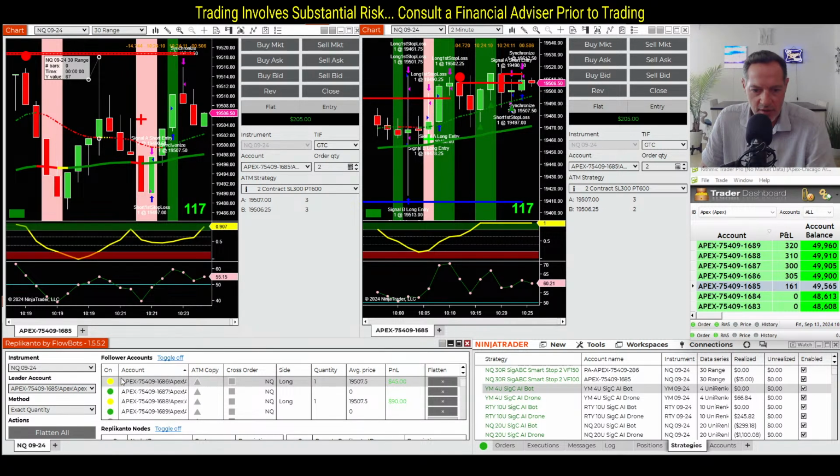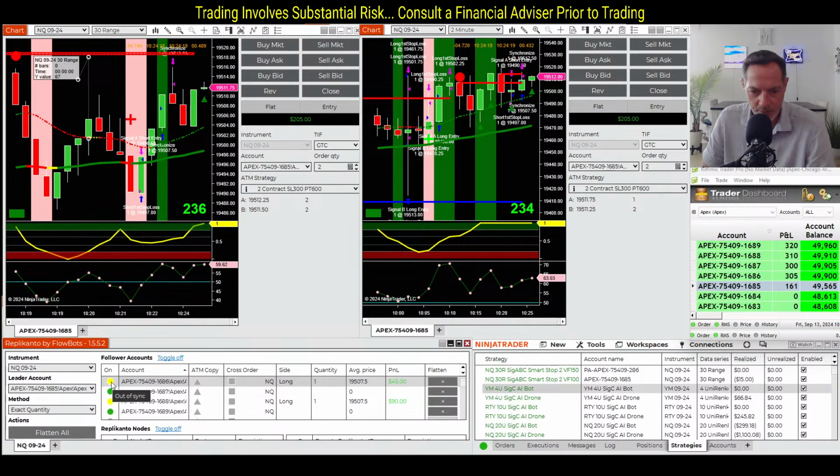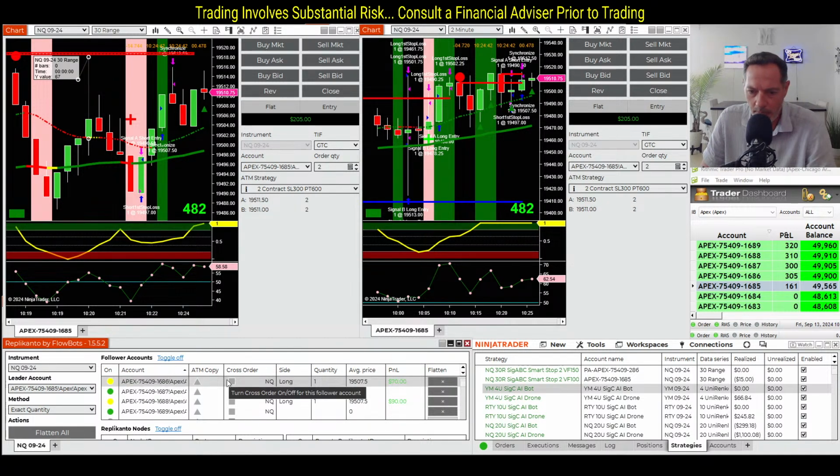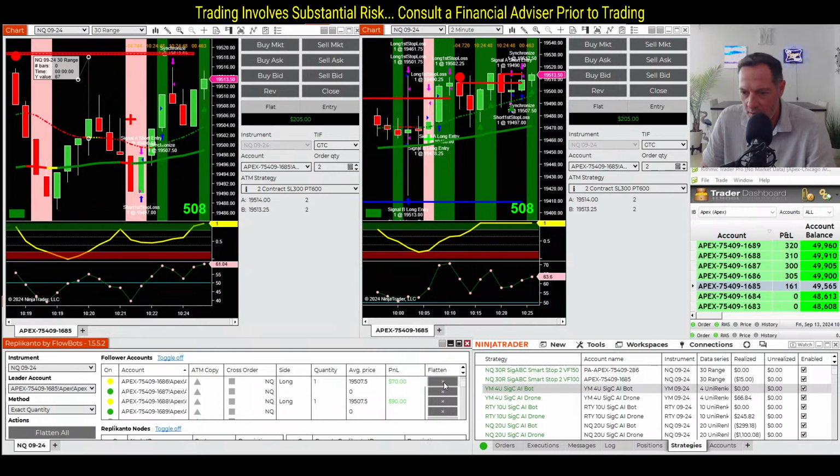Does anybody know anything about, and I don't mean it in a bad way, how to get out of this sync issue here? The yellow ones say they're out of sync. I go here, I do this, synchronize all strategies, doesn't seem to reset them, toggle them off. They're still showing the P&L.